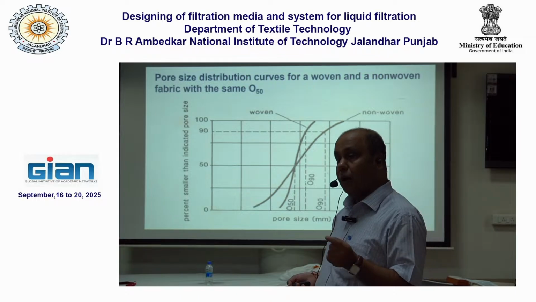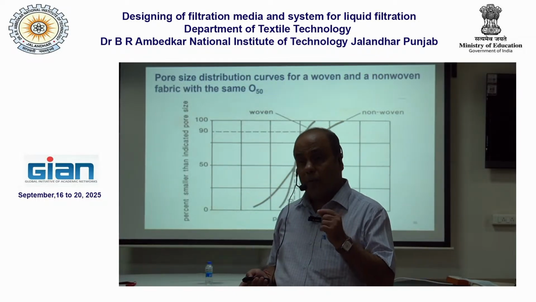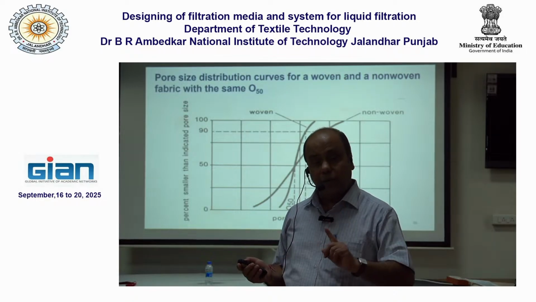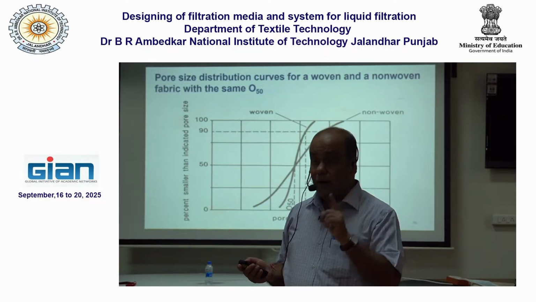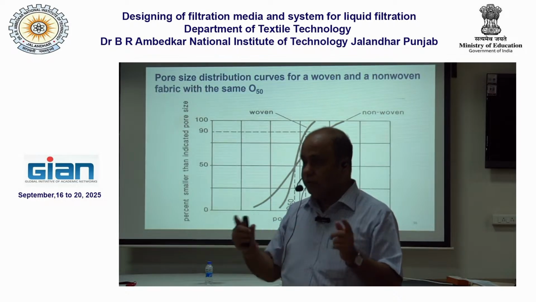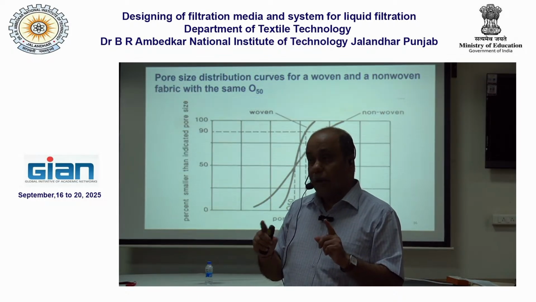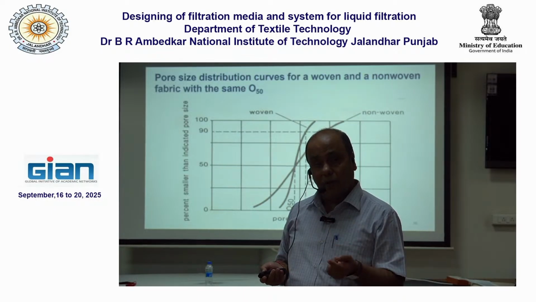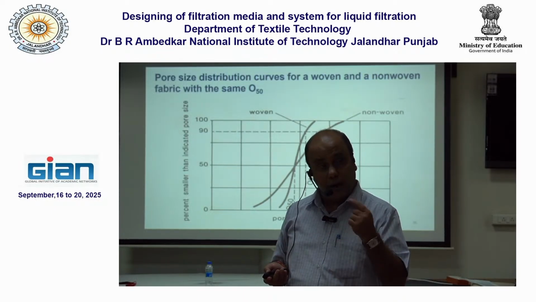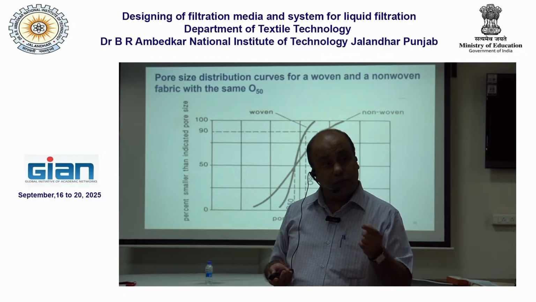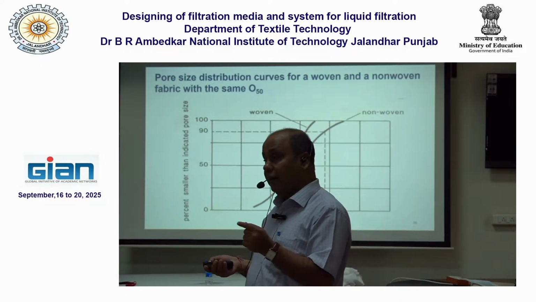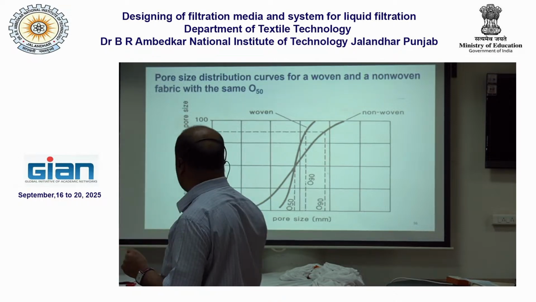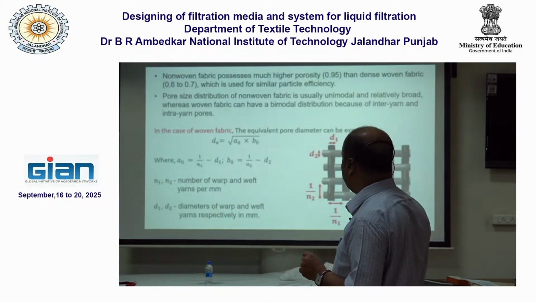For example, if you want to remove all 5 micron particles, in the case of woven fabric, you can exactly remove 5 micron and above. But in non-woven, because the pore size will be large as well as small, you cannot ensure that. That's why nominal rating is possible in the case of non-woven, whereas absolute rating is possible in the case of woven, because with woven you can guarantee that 5 micron and above you can remove, because you can make the pores in that particular fashion.